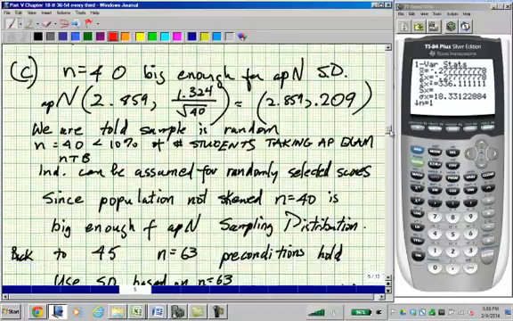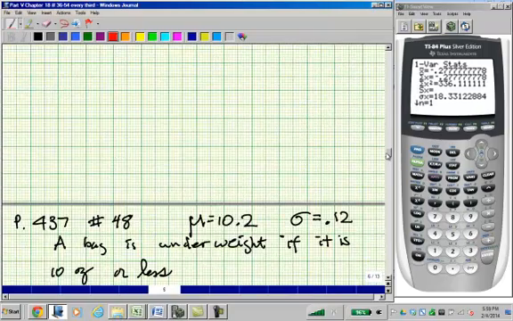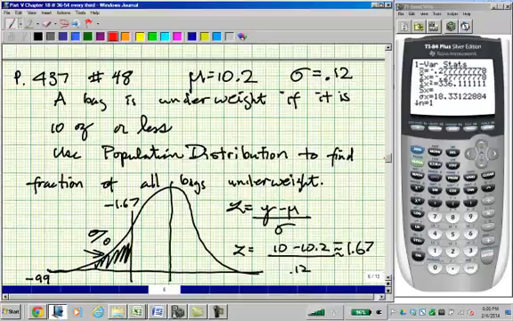Number 48. Okay. The bags are supposed to contain 10 ounces. The machine is set to put 10.2 ounces in every bag with a standard deviation of 0.12. A bag is underweight if it is 10 ounces or less. So we'll use a population distribution to find the fraction of all bags underweight. Okay, so that's the first question. What fraction of the bags are underweight?